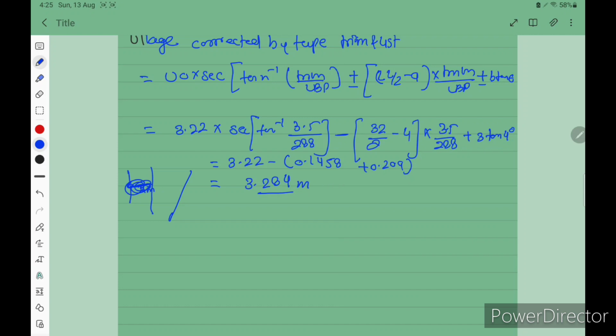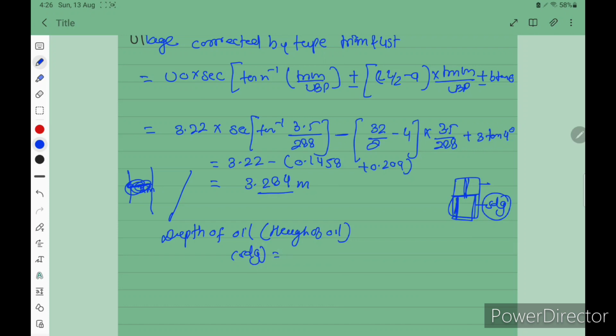Now this is the corrected ullage. We have to find the depth of the oil. So depth of the oil, or you can say height of oil. If you see, this is ullage. We calculated this one, but we don't need this one because we require this one, the volume of oil, which we get from the soundings. So you can say sounding also. So how will we get it? From the total height, minus ullage, this height. If we know this total height and we subtract this height, we get it.